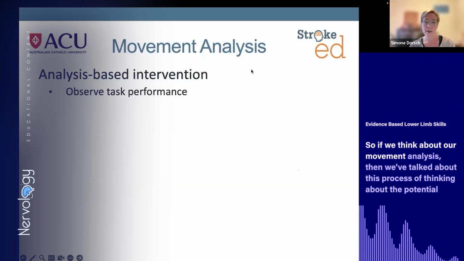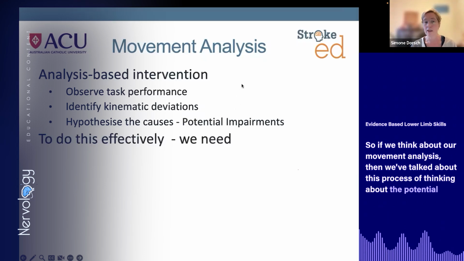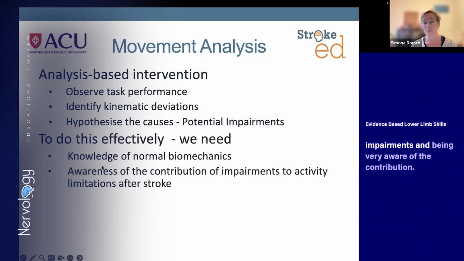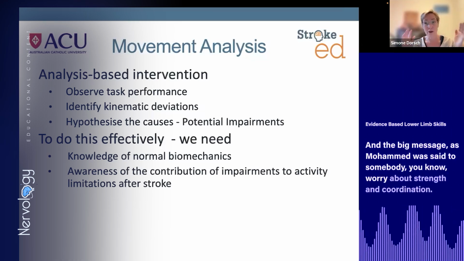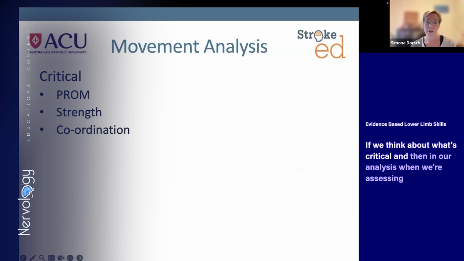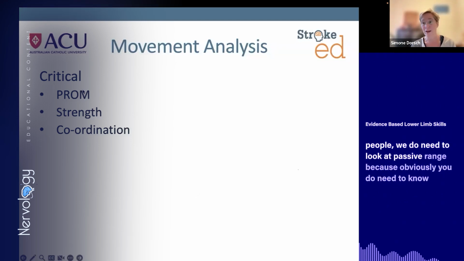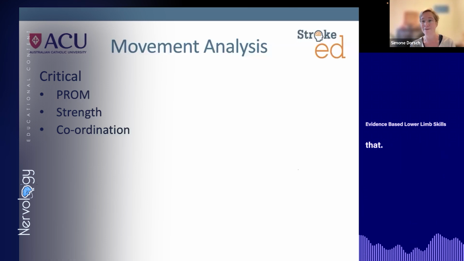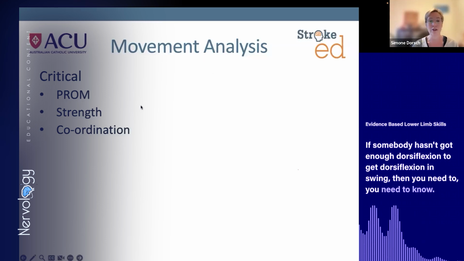If we think about our movement analysis, we've talked about this process of thinking about the potential impairments and being very aware of the contribution. And the big message, as Mohamed said too, somebody was saying, worry about strength and coordination. Those are the really big problems. If we think about what's critical, then in our analysis, when we're assessing people, we do need to look at passive range, because obviously you do need to know that. If somebody hasn't got enough dorsiflexion to get dorsiflexion in swing, then you need to know that.